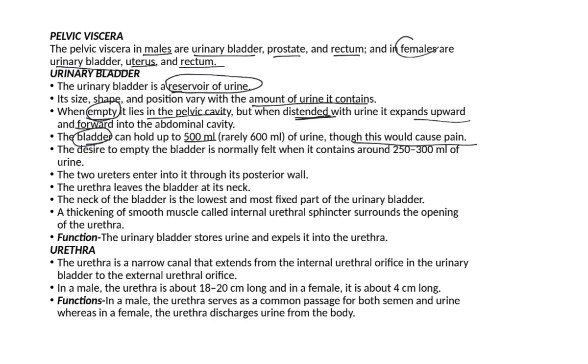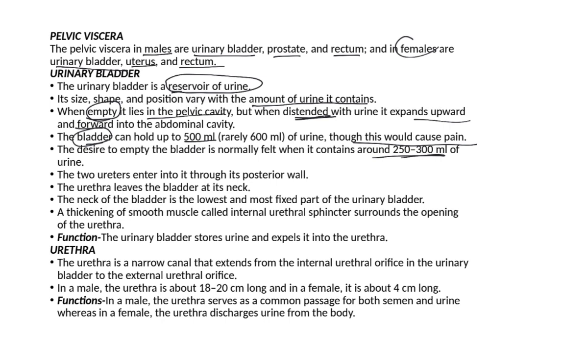The desire to empty the bladder is normally felt when it contains around 250 to 300 ml of urine. So when the bladder contains around 250 to 300 ml, we feel like going to urinate. But if we don't urinate, the bladder will still keep on collecting the urine and it can collect a maximum of 500 ml. At that time, there will be pain in the bladder.